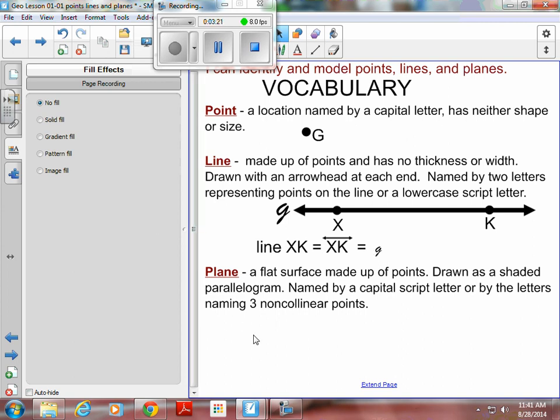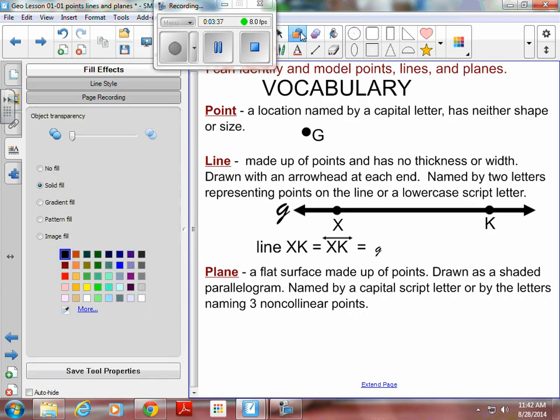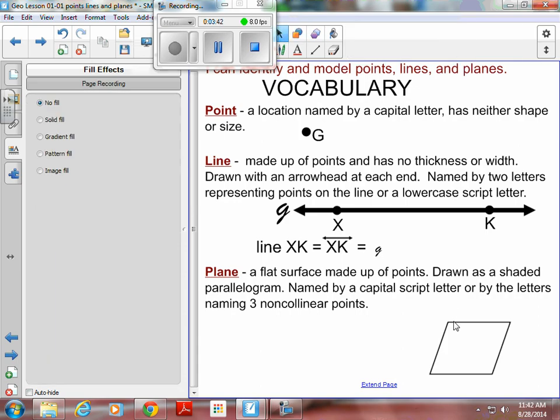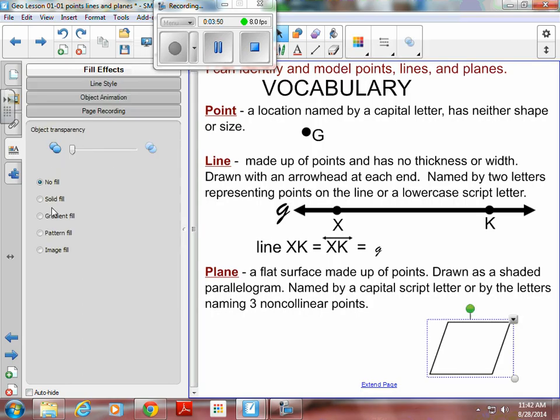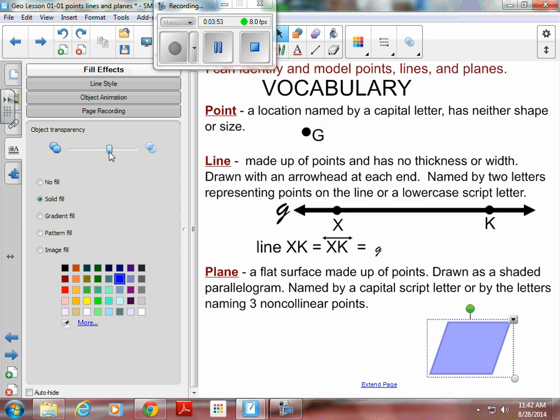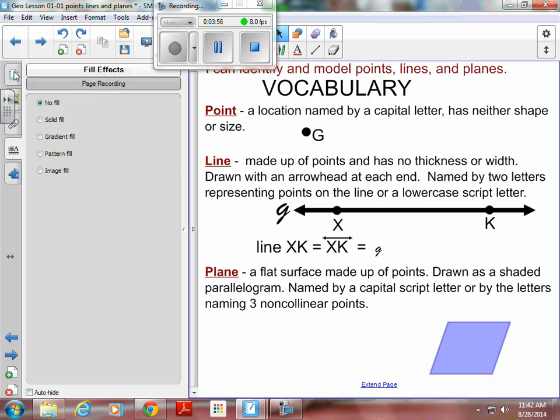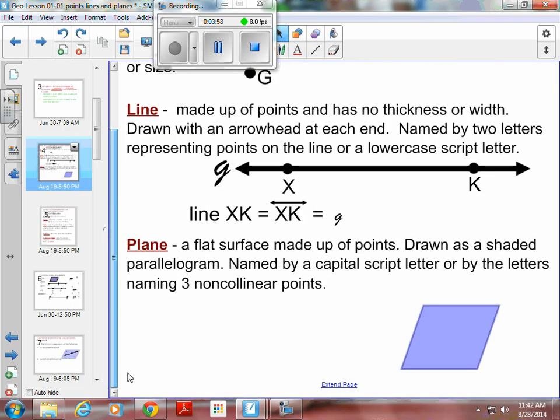A plane. A plane is a 2-dimensional shape. It's got length and width. It goes on forever in 2 directions. It is a flat surface like a television screen, the floor, the wall, the ceiling. When you draw it on paper, we draw it as a parallelogram usually. And usually we have our parallelogram shaded in. So solid fill, and I can just turn up the transparency here. Okay, so there is my plane.